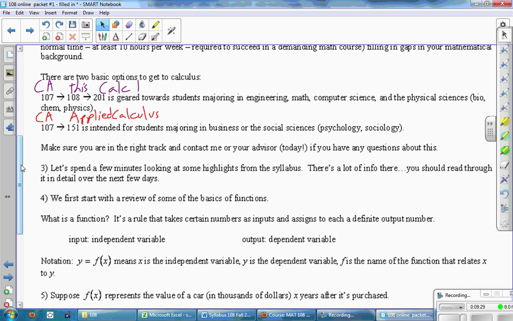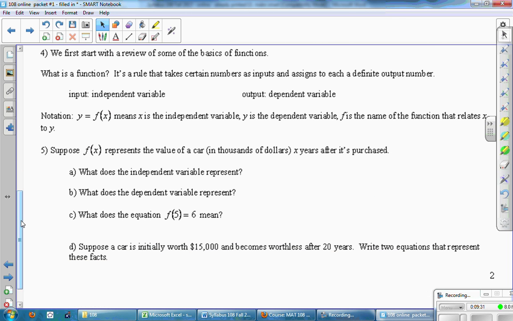Okay, number 4. We first start with a review of some of the basics of functions. What is a function? It's a rule that takes certain numbers as inputs and assigns to each a definite output number. And I'm going to write something else here. I'm going to write that it assigns it a single output number, one and only one output number.